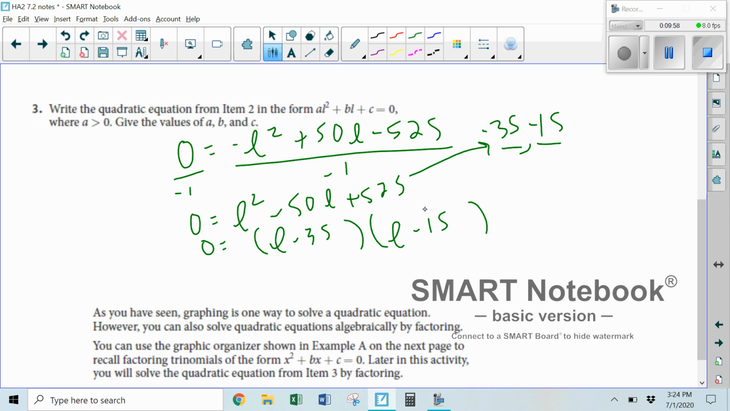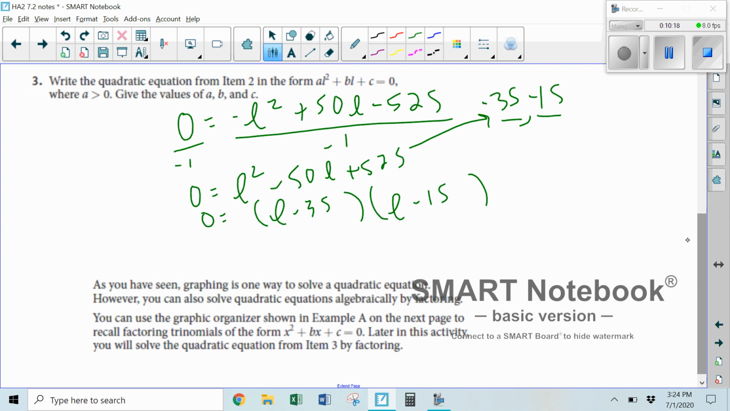Now, here's the part where we're going to kind of get into section 7.3. 7.2 is more factoring, which we started with those first 6 just regular factoring problems. If you have two factors and you have a 0 on one side, we're going to do what's called zero product property. And this is something you've done in Algebra 1, zero product property.